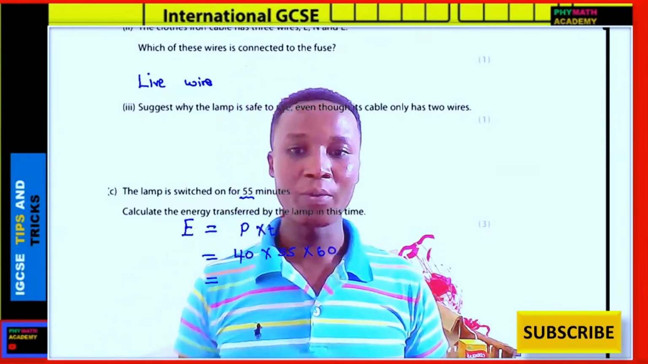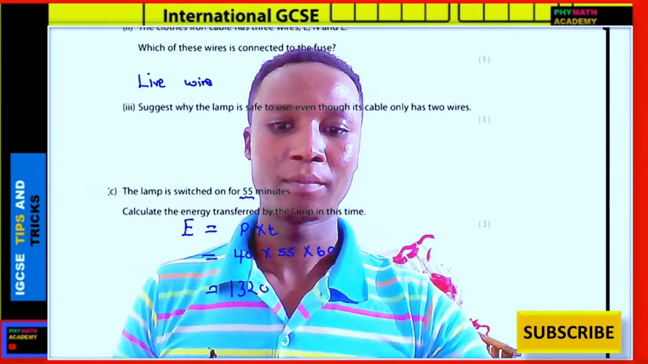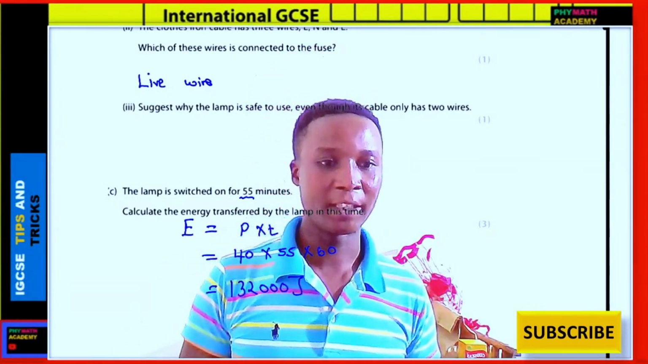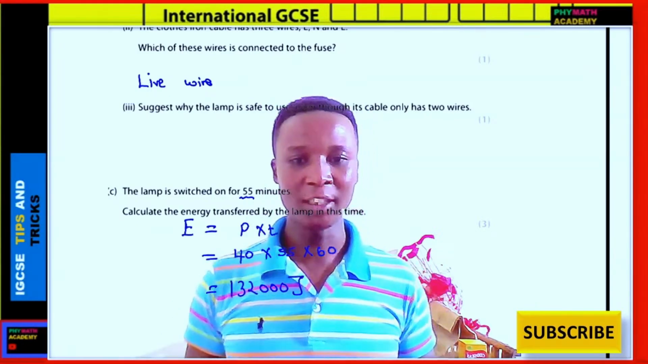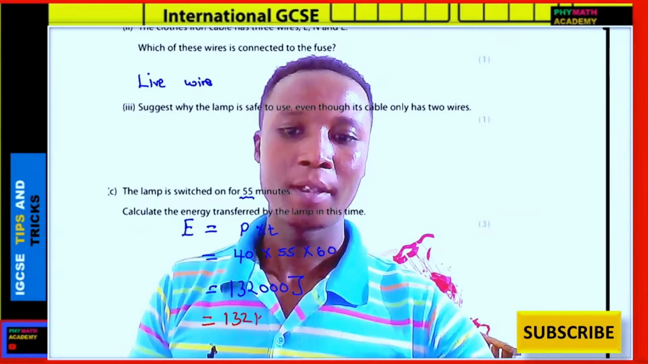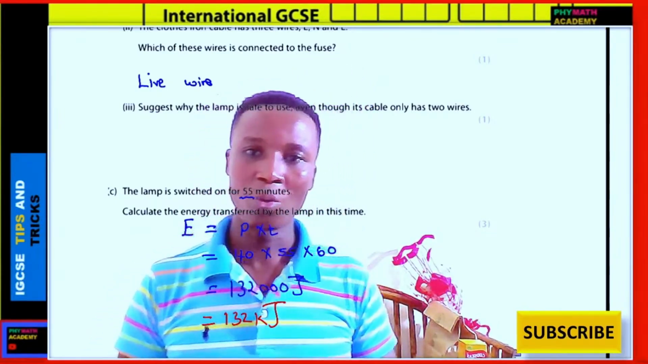So if we work this out, we're going to get our answer: 132,000 joules of electrical energy. You can as well divide this by 1000 so that you get your answer as 132 kilojoules. Basically, that's how you're supposed to work out that question.